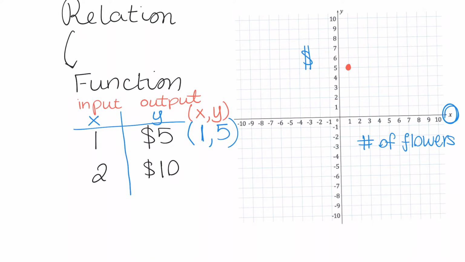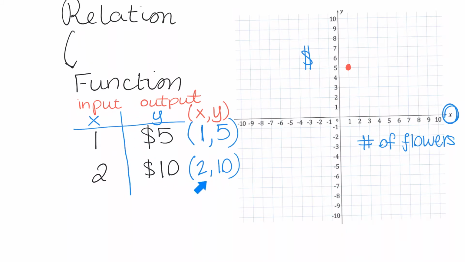For my next number I talked about, I know that if I sell 2 bouquets of flowers, then I'm going to get $10. So that would be represented with a coordinate of (2, 10), because the 2 is my input, or my x, and the 10 is my output, or the y.